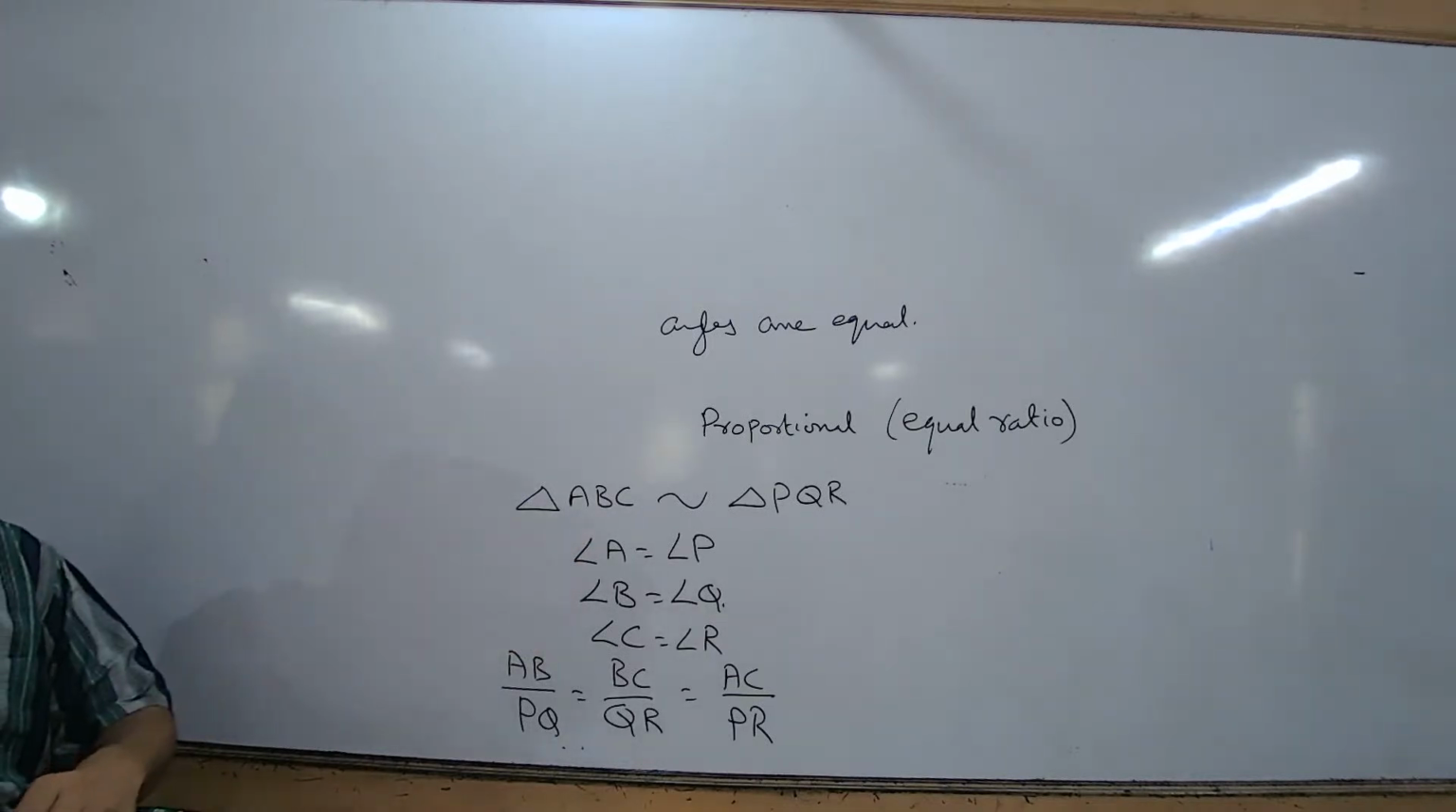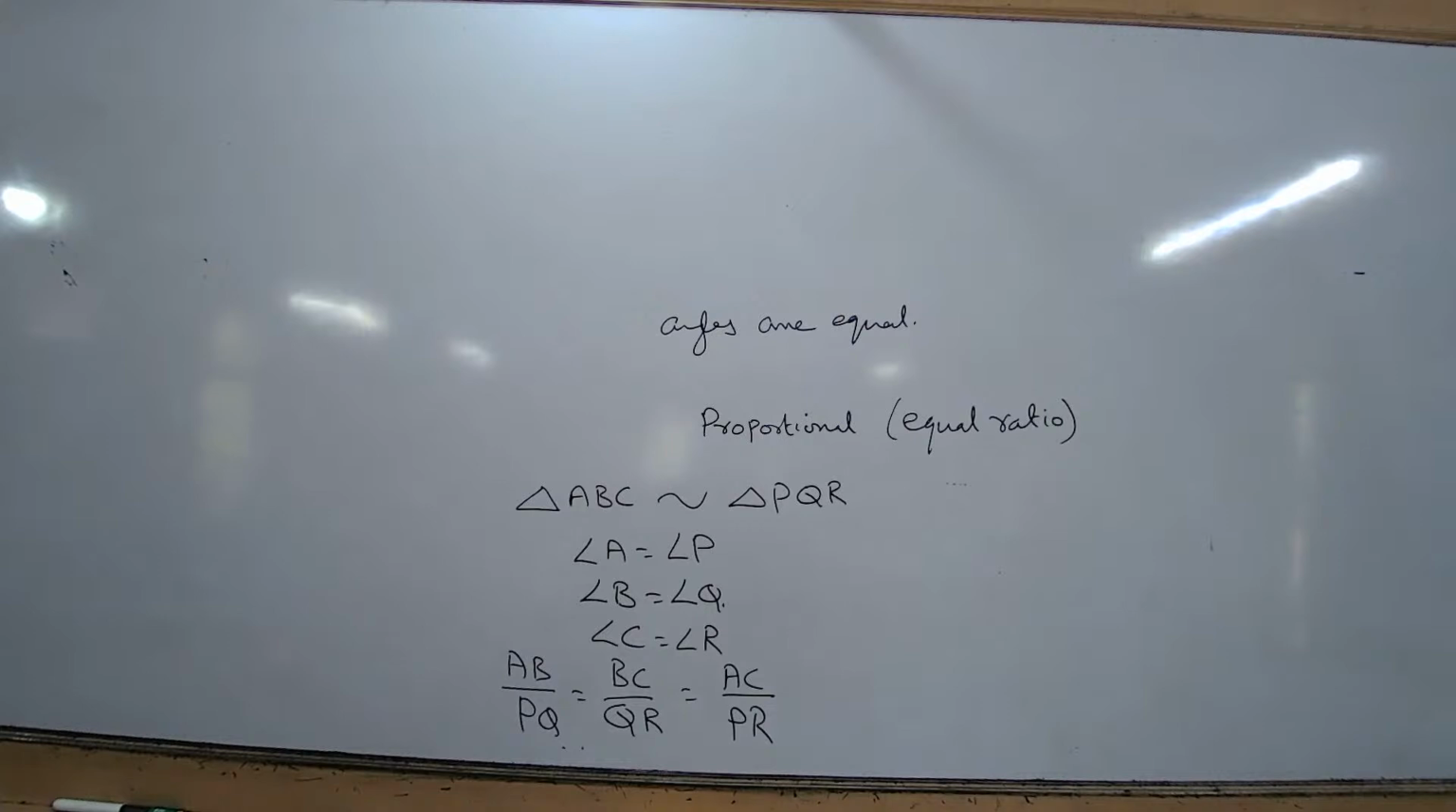Did you write this all? Write this one. Triangle ABC similar to triangle PQR means AB upon PQ equals BC upon QR, the ratio is equal. 1/2 and 2/4 are equal ratios. Understood? Written: triangle ABC similar to triangle PQR.